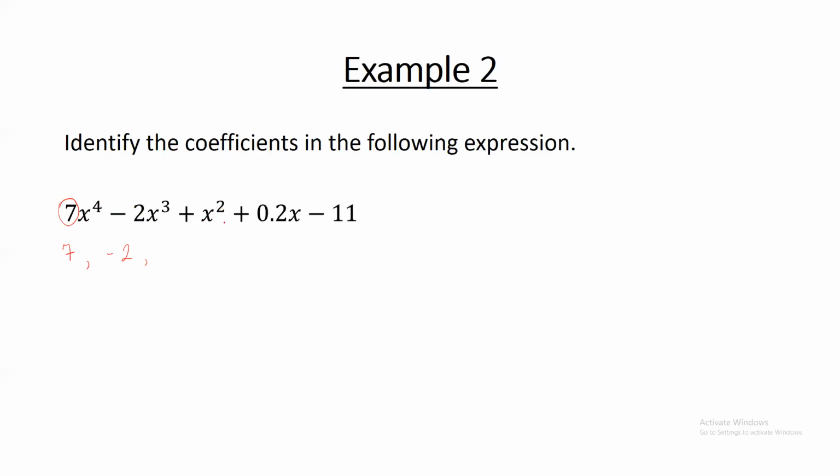Now, this third term's a little bit tricky. There is no number in front of the variable. But of course, just because there's no number doesn't mean we couldn't put a 1 in here, because remember, multiplying by 1 doesn't change the value of the coefficient. So if you don't see a number, you can just say that the coefficient of that term is 1. The next coefficient is 2/10.